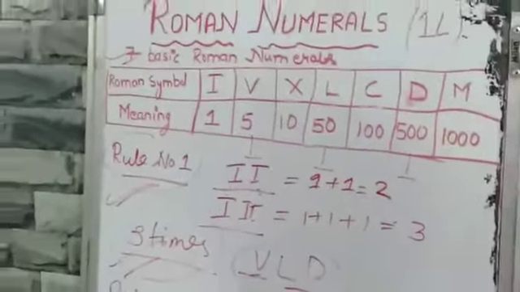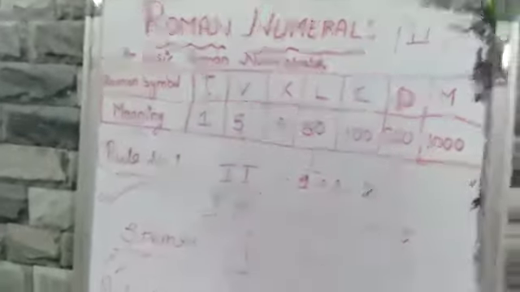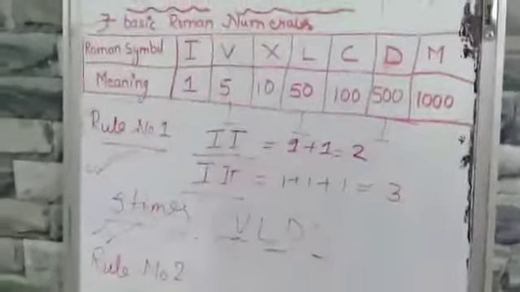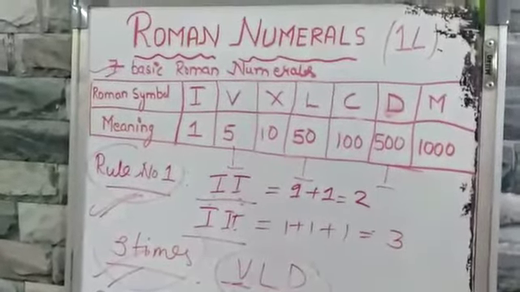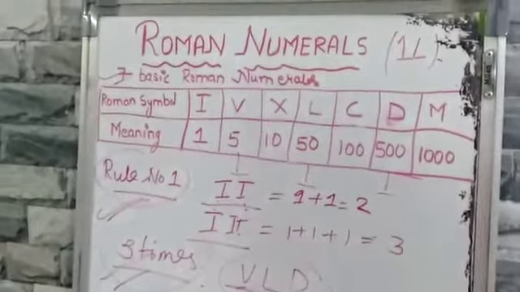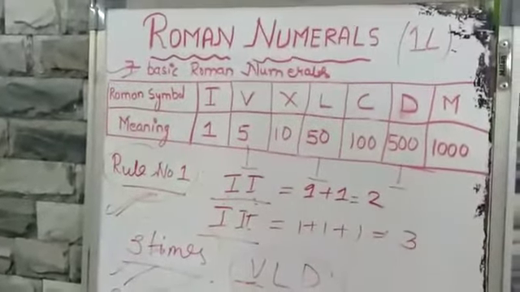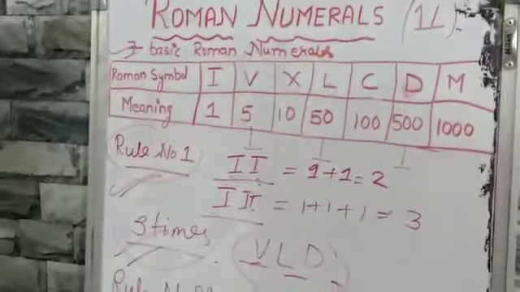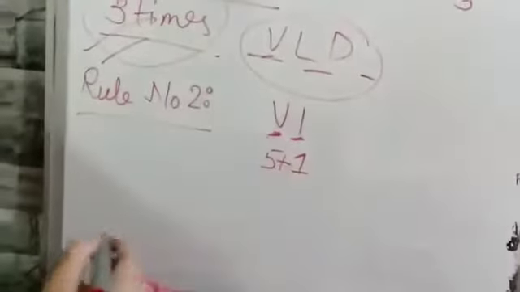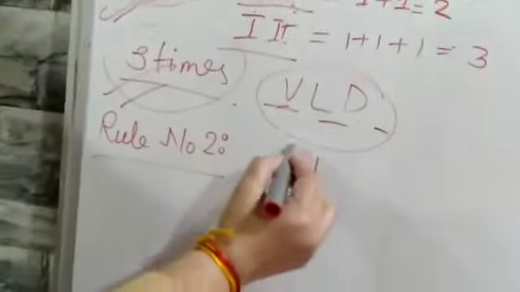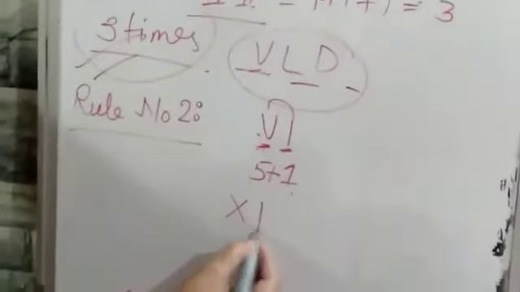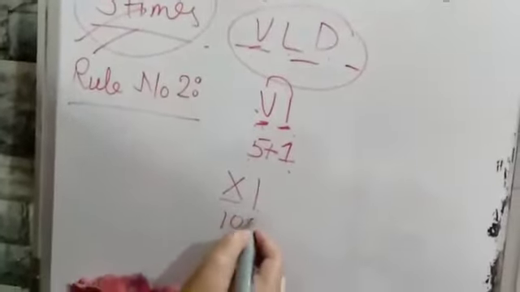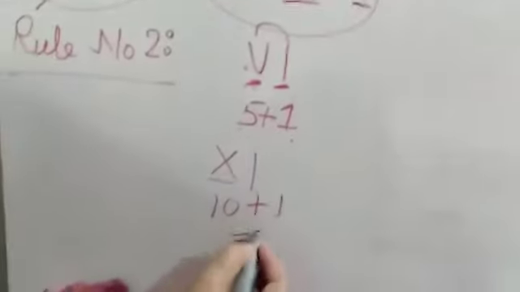Rule number 2 states that when a symbol of smaller value is written to the right of a symbol of larger value, its value gets added to the value of the larger symbol. In easy language, if the greater value comes first, followed by the smaller value, like 5 then 1, then we add their values. One more example: 10 plus 1, 11. Greater value comes first and then smaller value, then we add.